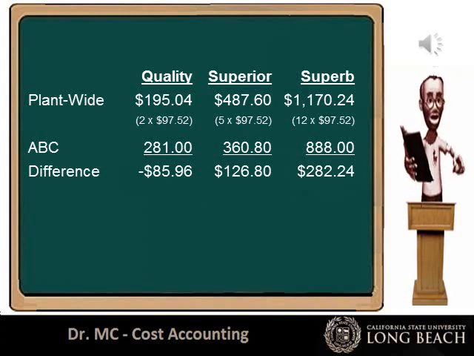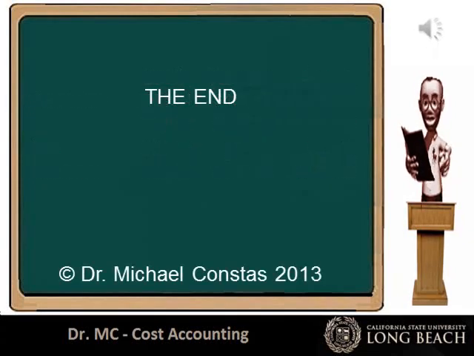For example, the firm may price them much higher than it should because the firm doesn't know what it costs to make those units. The end.